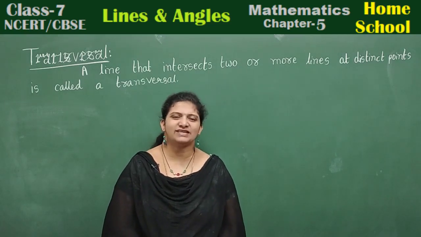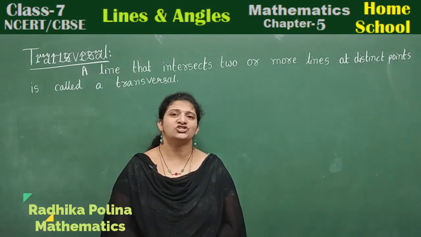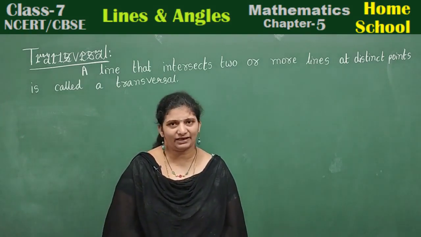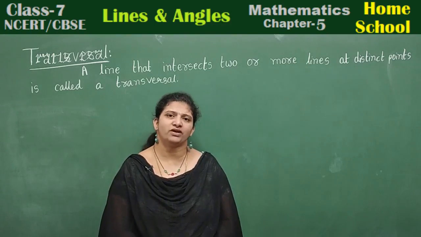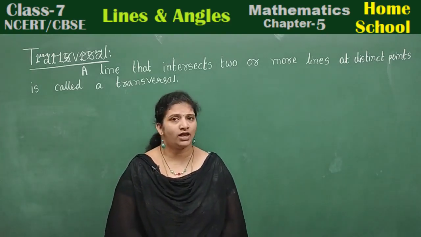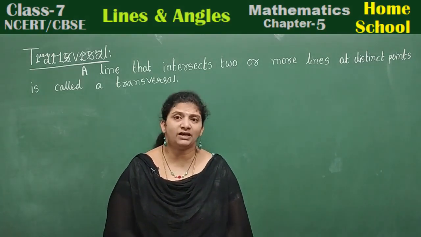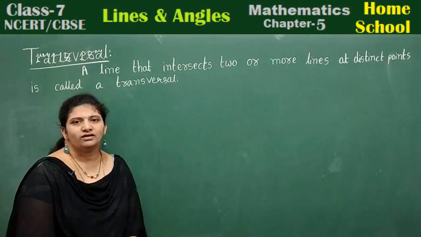This is your Class 7 Mathematics NCERT or CBSE board. We are in our Chapter 5 Lines and Angles. Last session we completed our first exercise. Now we are going to discuss all about transversal and what are the angles made by a transversal.